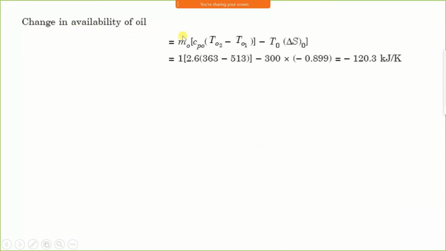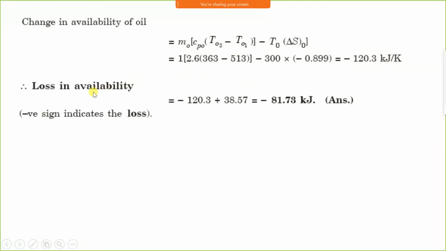Similarly, for the change in availability of oil, we use the same formula, but considering the parameters of oil. m cp (T2 minus T1) minus T0 times the change in entropy of oil. Mass of oil is 1, specific heat of oil is 2.6, final temperature of oil 363, initial temperature of oil 513 minus T0, atmospheric temperature 300 Kelvin, times the change in entropy of oil, that is minus 0.899, which gives minus 120.3 kilojoule.